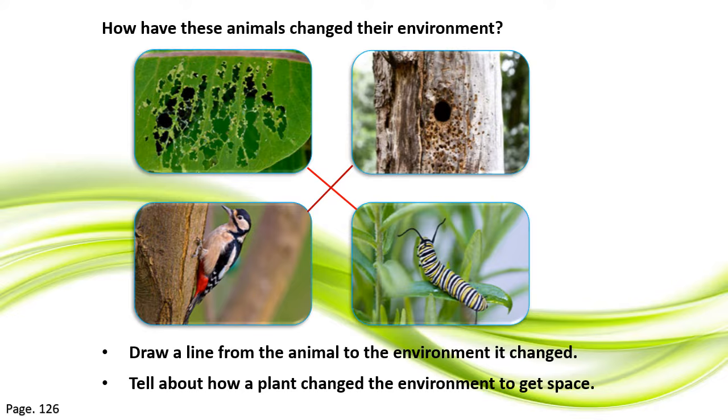Now, for our next question, we have to tell about how a plant changed the environment to get space. So, what do you think? Let's refer back to our previous examples and remember the plants that grow on walls. Do you remember that? Have you ever seen a plant growing on walls in Qatar?